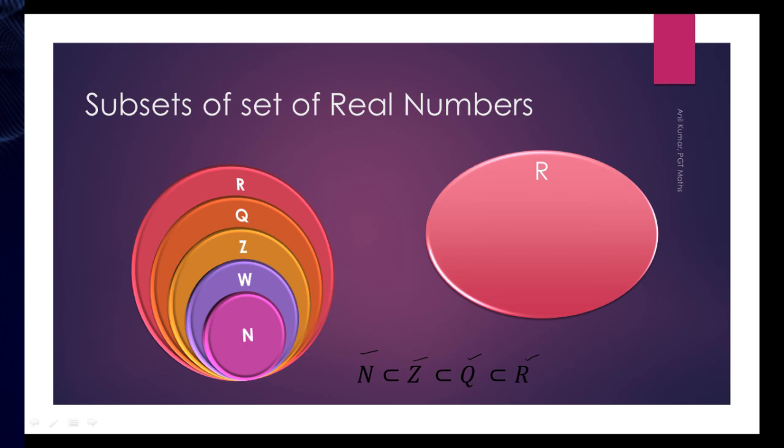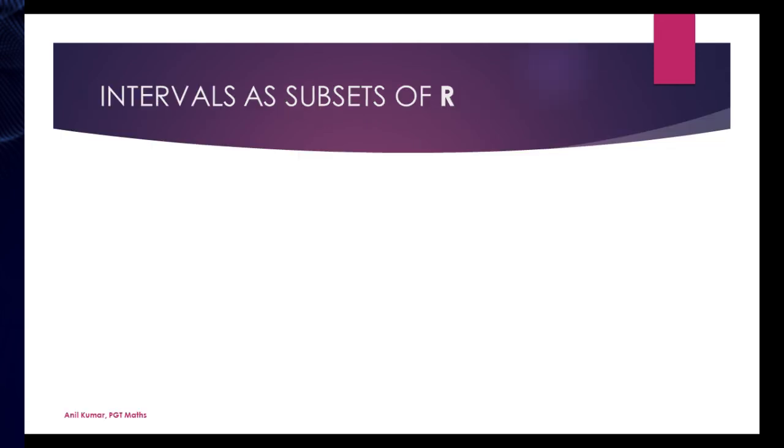Okay, real numbers actually consist of two parts. One is the rational numbers and the other is the irrational numbers. So in the first video we discussed how we represent this T. T is R minus Q. T is the set of irrational numbers. So here we can say that T is a subset of real numbers.